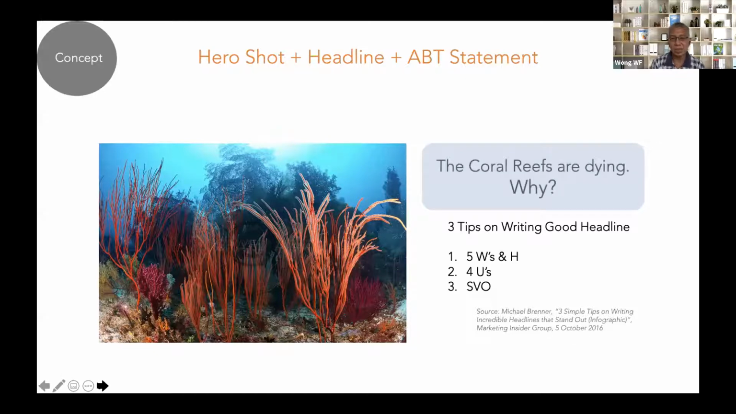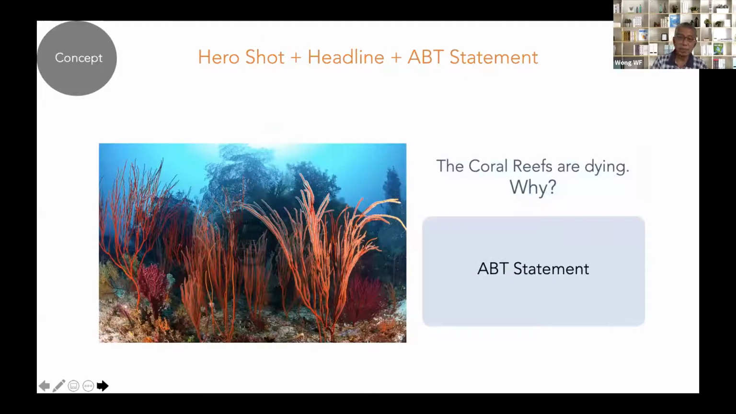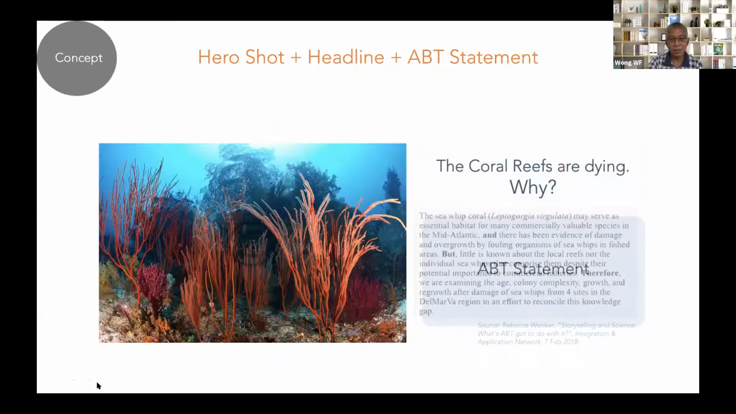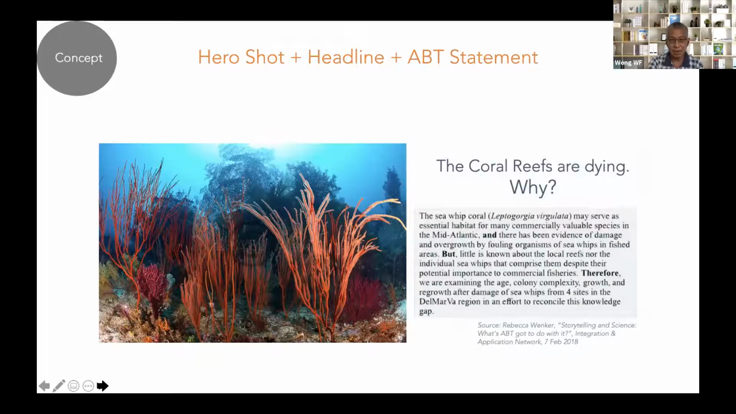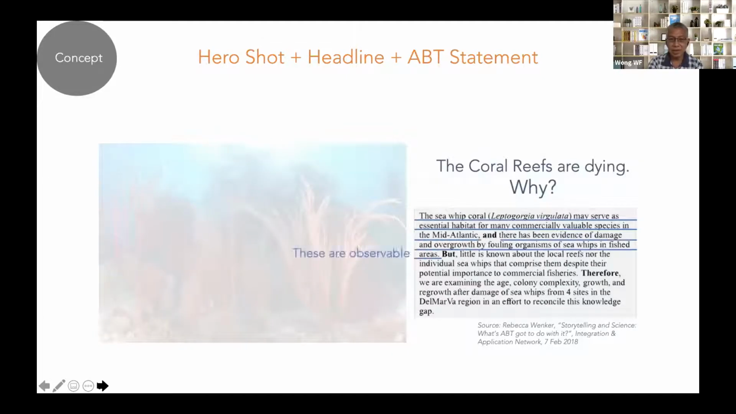So in this case, let's say the coral reefs are dying. Why? It's a question. So this is basically just a headline. We want to get people's attention. Now, the other thing I want to introduce is the ABT statement. What's an ABT statement? A is "and." So for example, in this short note, the A is that seaweed and coral may serve as essential habitat, and there has been evident damage, overgrowth, and kind of dying. These are observable. So this is an "and" statement.